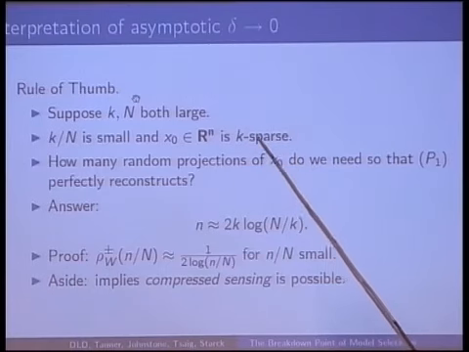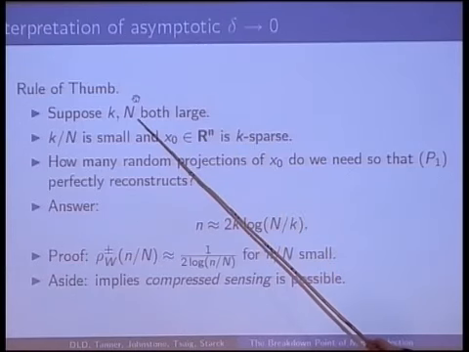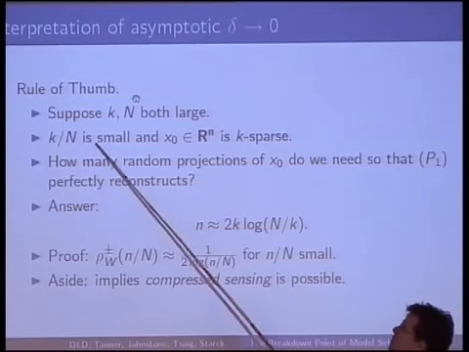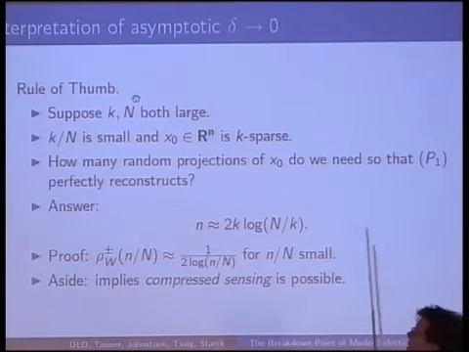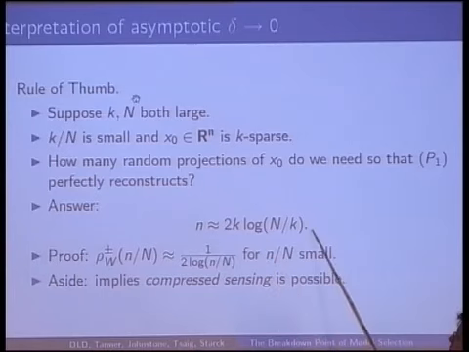Say we're in the situation where we have a large number of unknowns, a relatively large number of non-zeros in our vector, but this ratio is small, so we've got a very sparse vector, and relatively speaking, how many random projections do we need so that the minimal L1 solution is exactly the correct answer that generated it? And the answer is quite sharp, and it's n equals 2k log n over k times a 1 plus little o of 1 term.